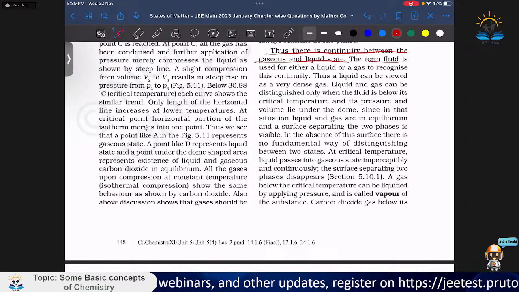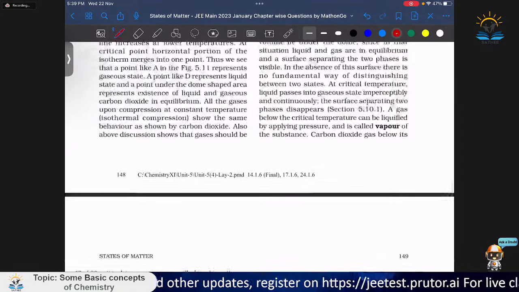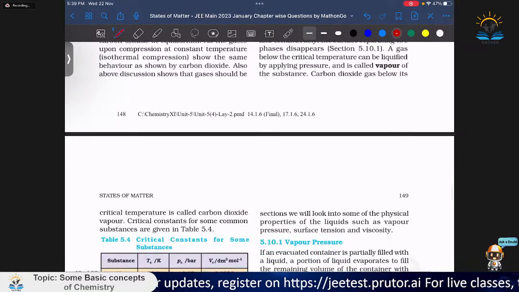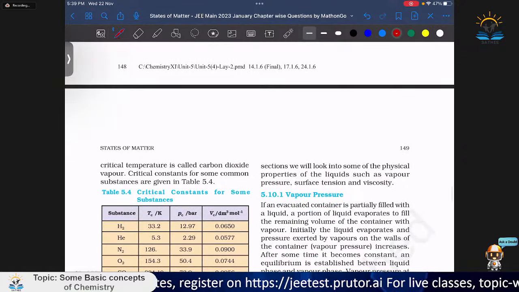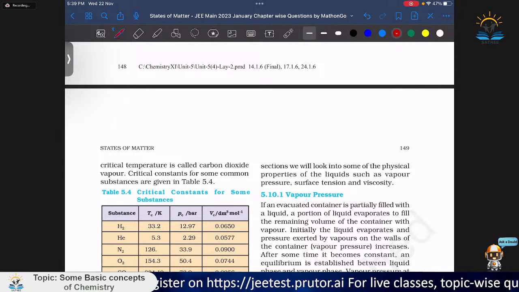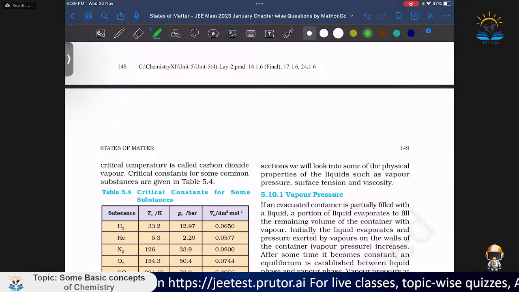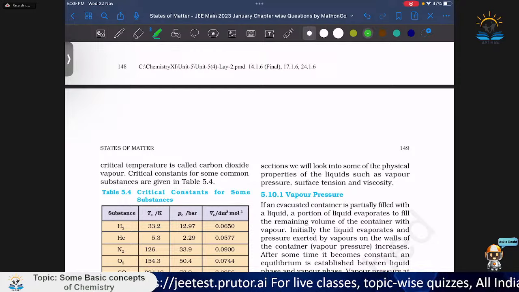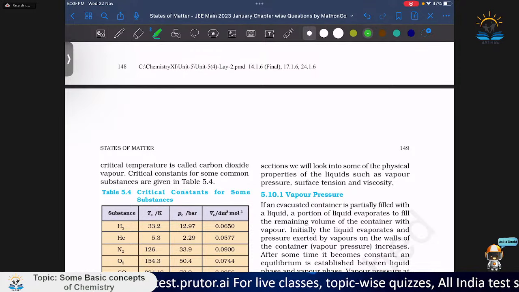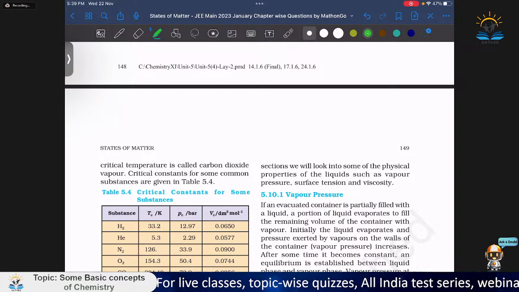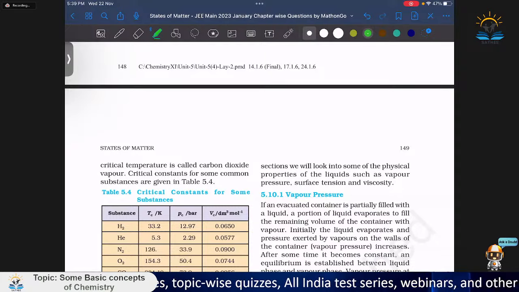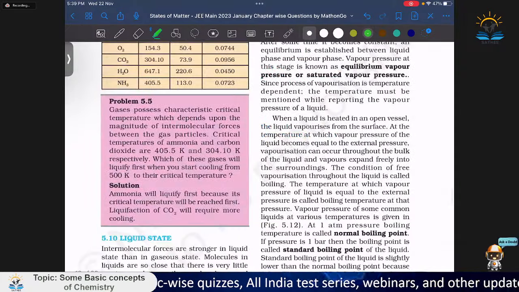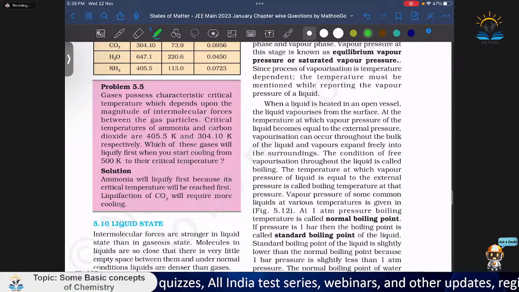A gas below critical temperature can be liquefied by applying pressure and is called the vapor of the substance. Okay, that is how we know what vapor is. What is the difference between gas and vapor? Vapor is such a gas which is below its critical temperature, so that if you apply pressure, it will pass through that dome and it will turn into liquid. Okay, that is vapor.